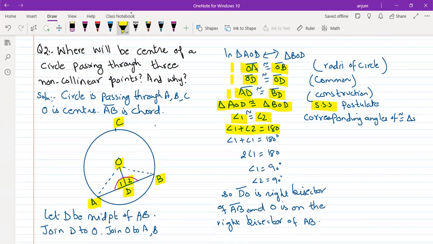So as these two angles are the same, I can replace angle 2 by angle 1. So 2 times angle 1 is 180, and so angle 1 will be 90, and similarly angle 2 will be 90, because both the angles are the same.